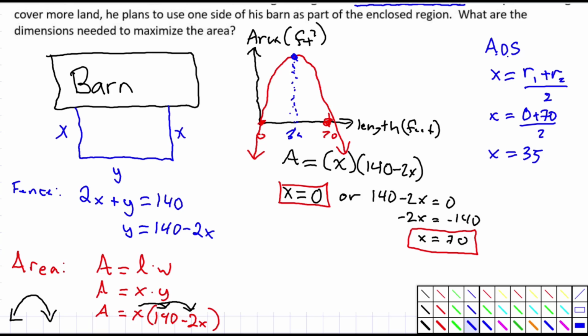And again, most of you might have already seen that. You're like, well, the number in the middle between 0 and 70 is 35. So now we know the x-coordinate for my vertex, so we got 35.